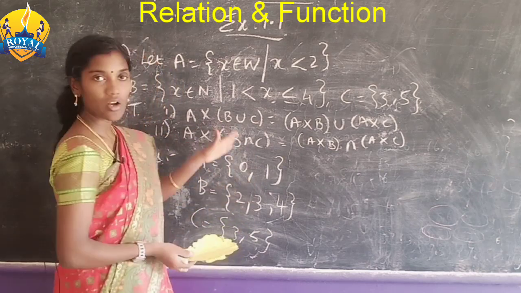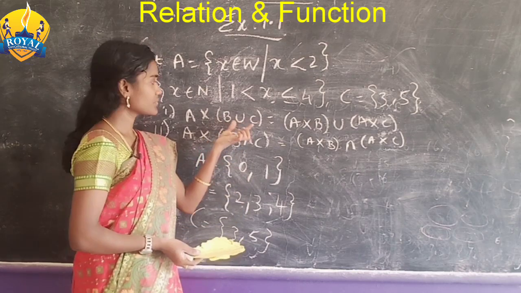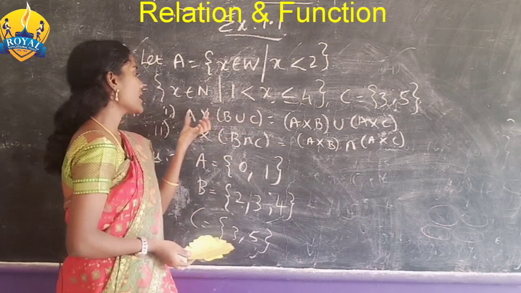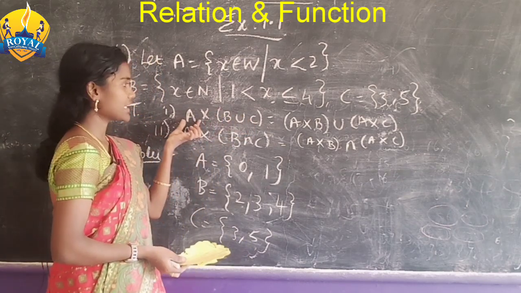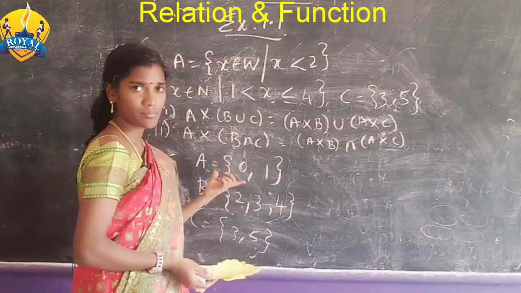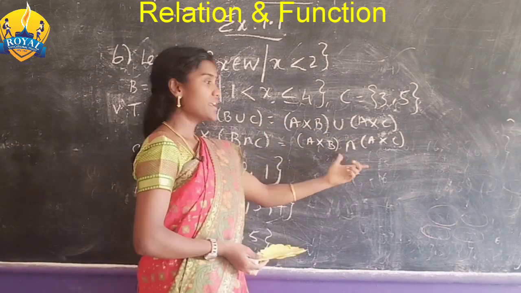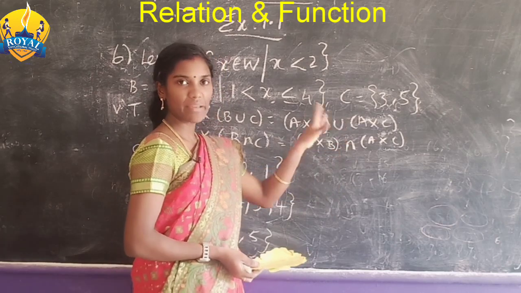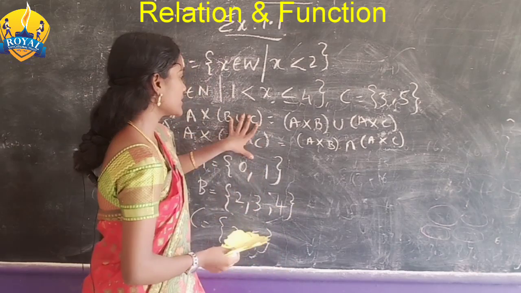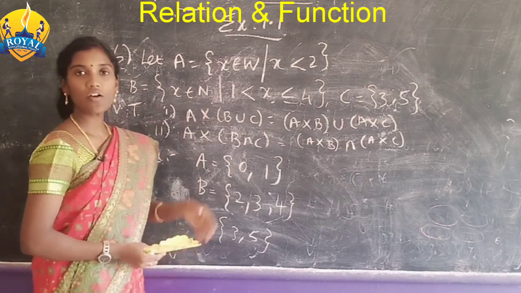So you have to follow this. First you do what is within the bracket, that is B union C. After that you take the cross product with set A. This is the left hand side. And then cross the two sets A, B and A, C, then you have to join the answers. Union means join together. So left hand side and right hand side are equal. These sums you will do. I'll just write the sets alone.